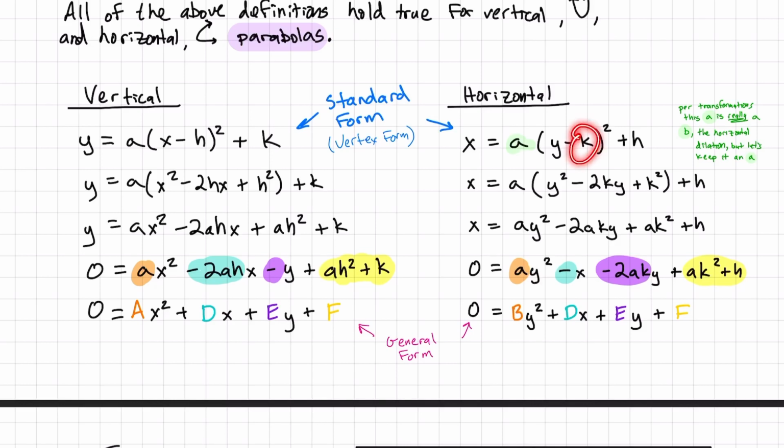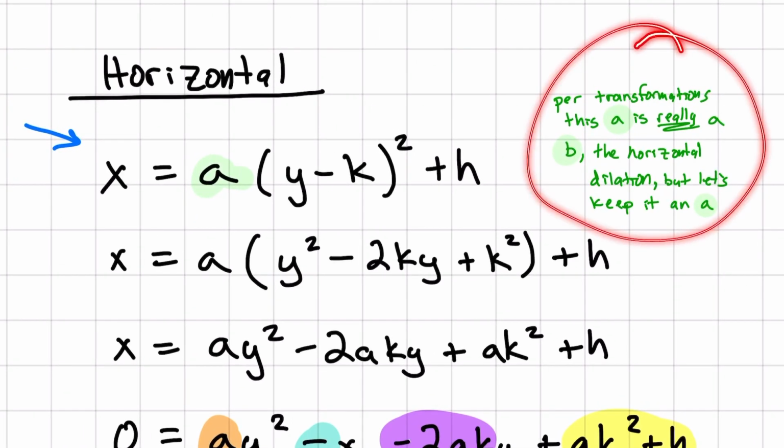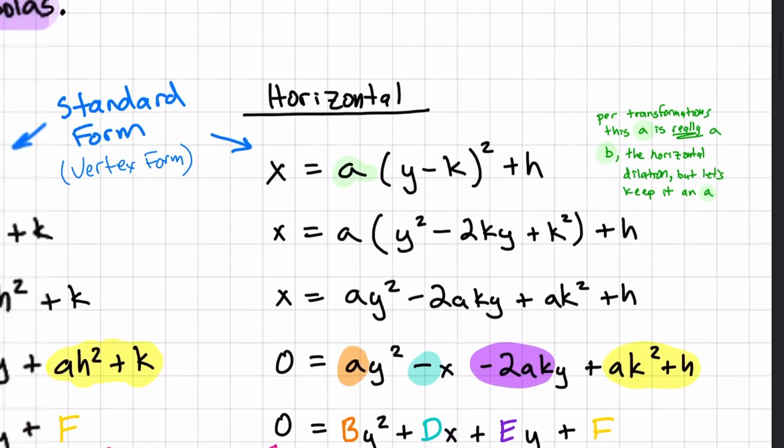So notice my H's and K's have switched places as well. And in some ways, this could almost really be a B, if you think back to your transformation where B is your horizontal stretch and A is your vertical stretch. But in conics, you'll see that we'll be dealing with A's and B's in different ways, that we're not restricting them to be a horizontal stretch or vertical stretch. So I'm just going to stick with it just being an A because I don't need to muddy the waters up with another letter today.